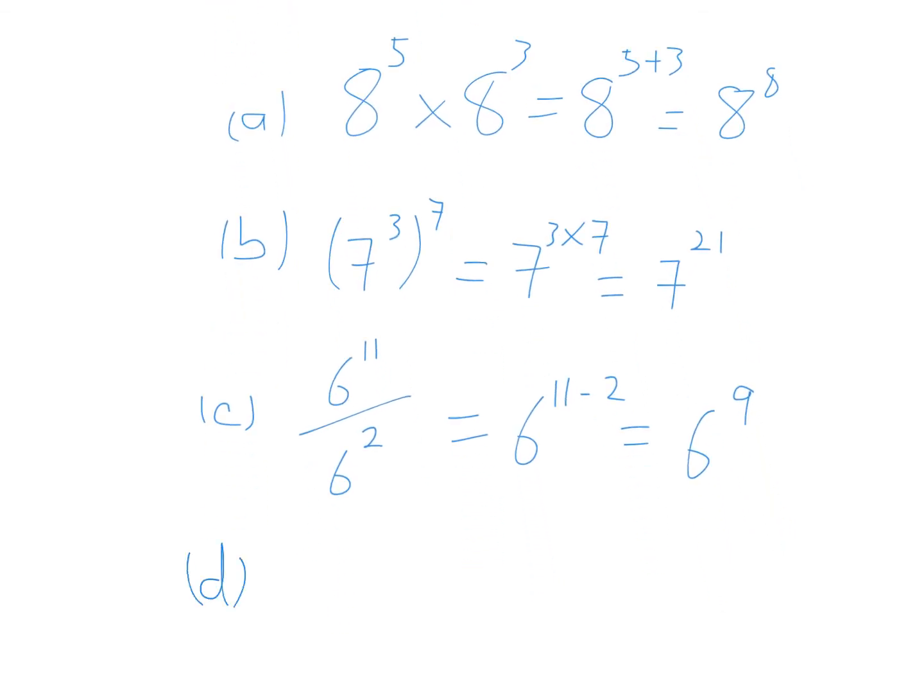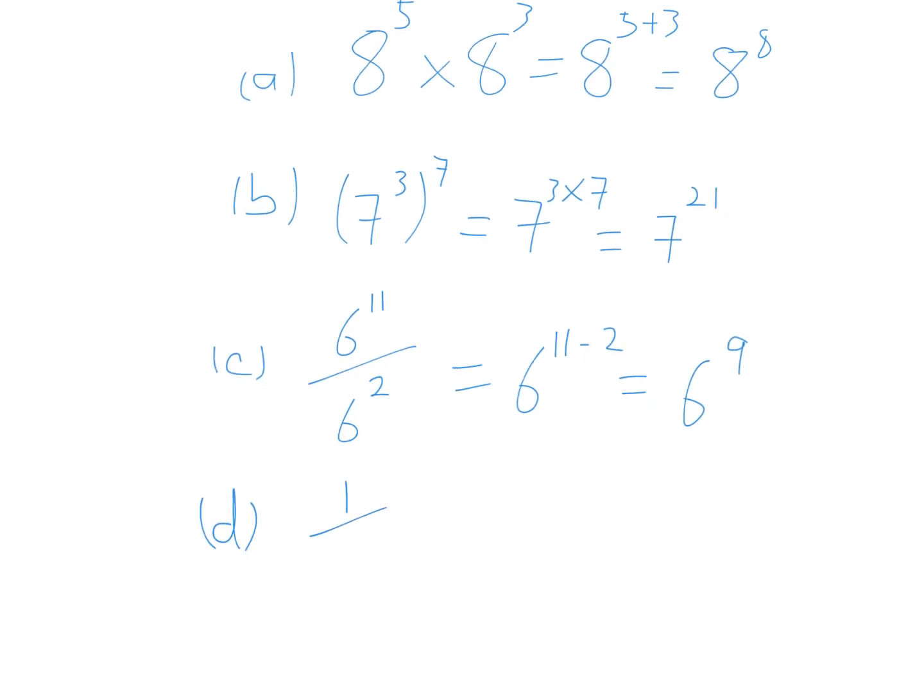On to question d, we have 1 over 3 to the power of 3. Again, looking at our index laws, this will be written as 3 to the power of minus 3. That's index law 5 actually.